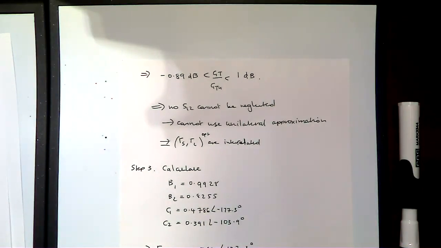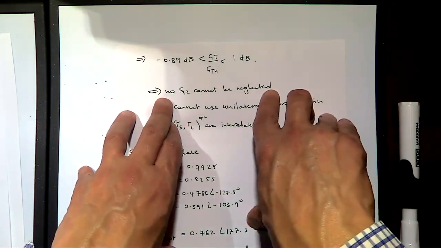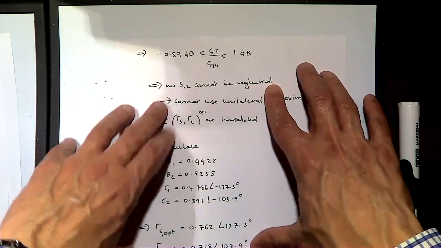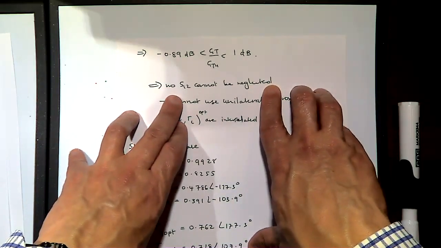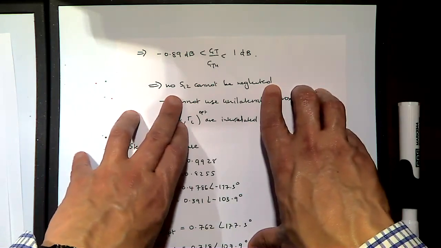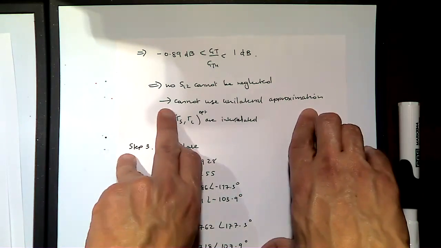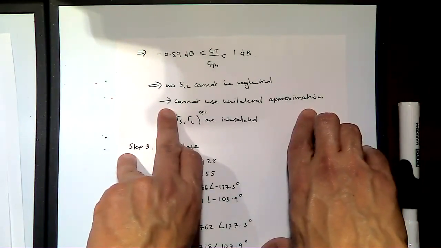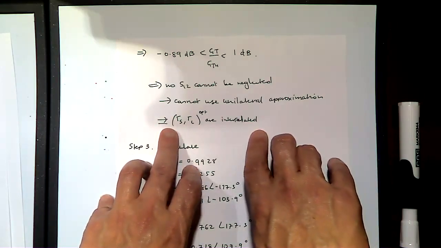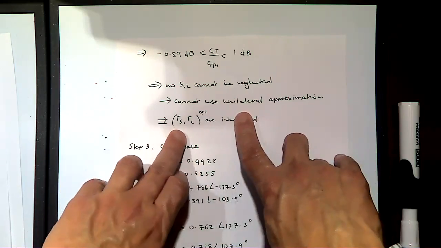So the truth is, as engineers, depending on what we're trying to do, in most cases if we got 1 dB error, that's 10%. So really, we shouldn't be neglecting S12. Therefore, we cannot use this unilateral approximation. Okay. So what that means is, if we can't use this unilateral approximation, yes.